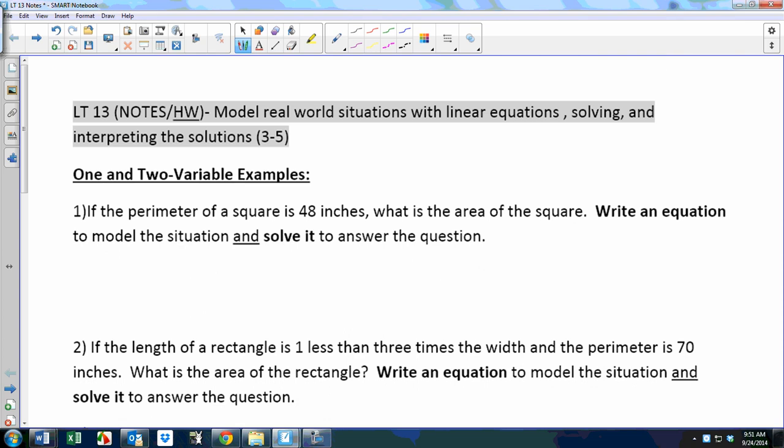All right, in Learning Target 13, we are just taking what we've done all unit long and putting it together in real-world situations. We did that in Learning Target 11 already, right? We did word problems, graphed them, found maxes and mins. Now we're just going to be working with equations.